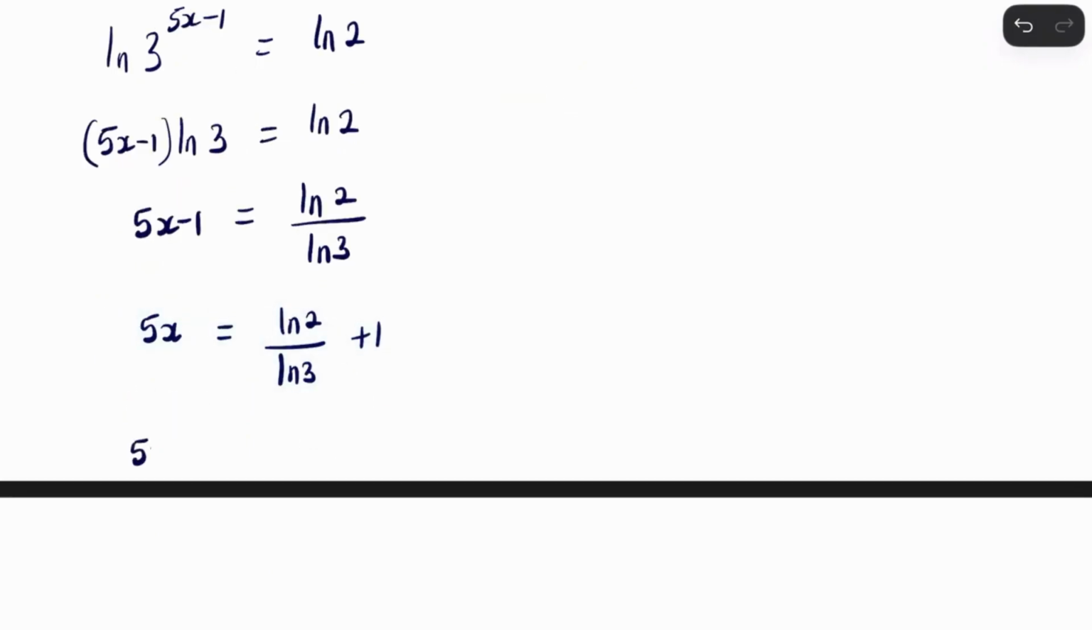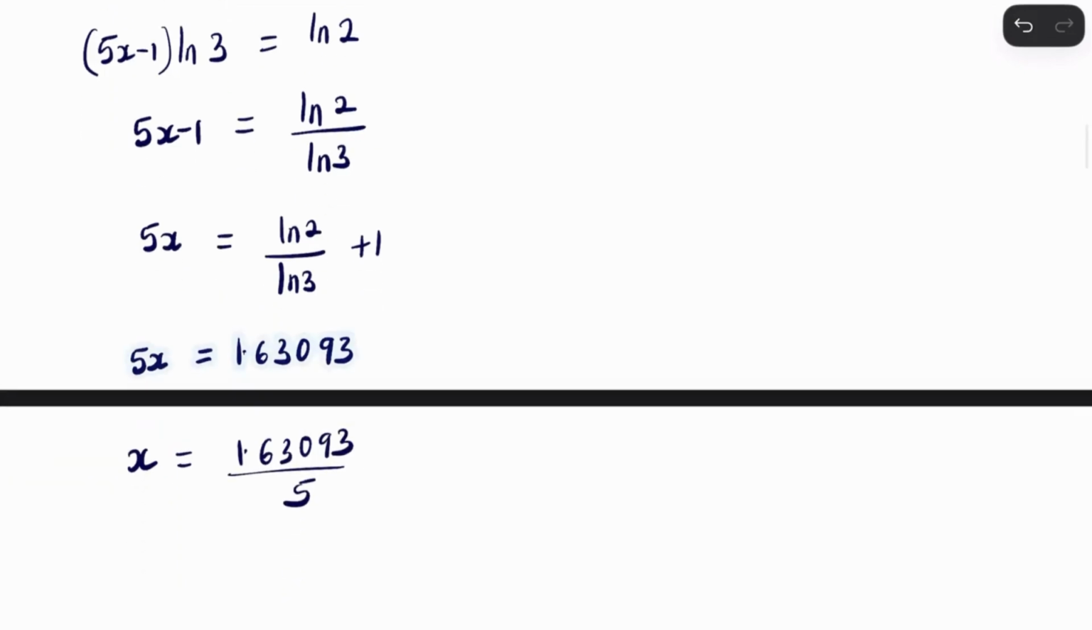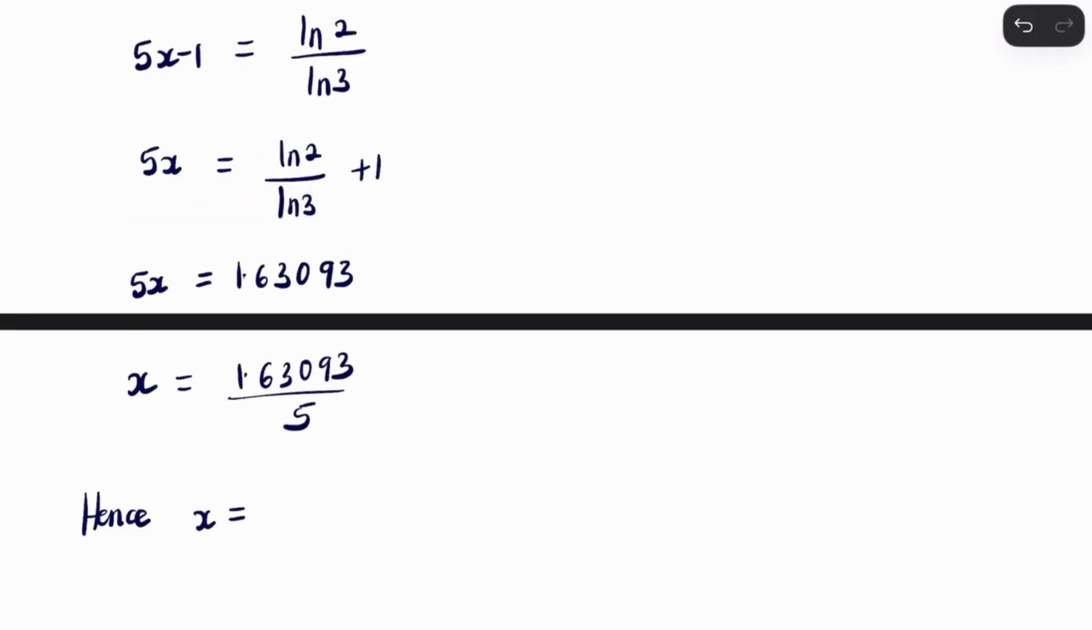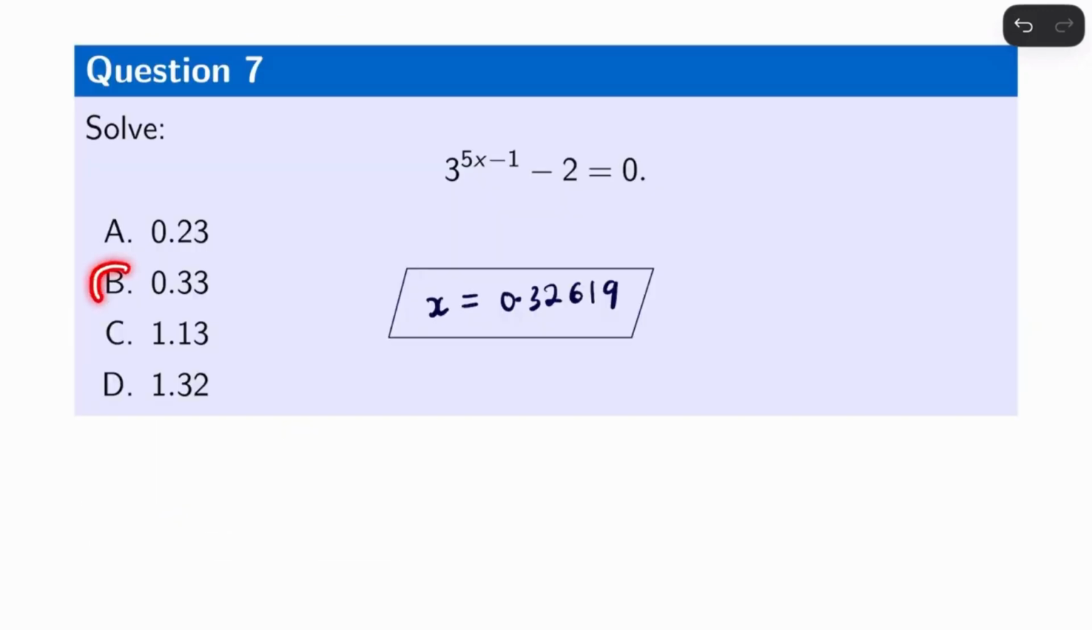Thus we have 5x is equal to 1.63093. So we are going to divide through by 5. And so we have x is equal to 1.63093 divided by 5. X is equal to 0.32619. Thus, the correct option is option B.